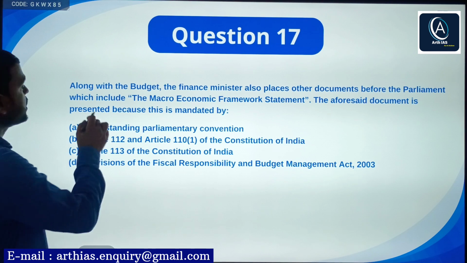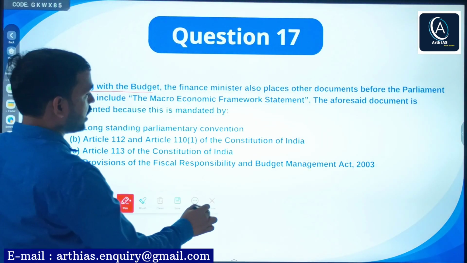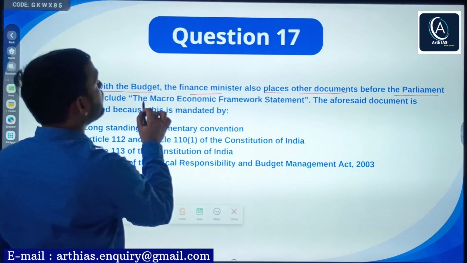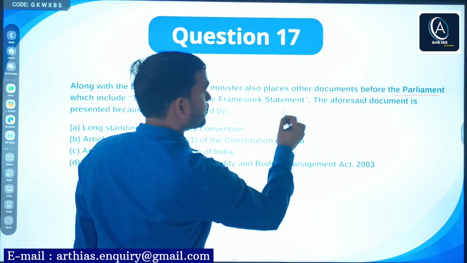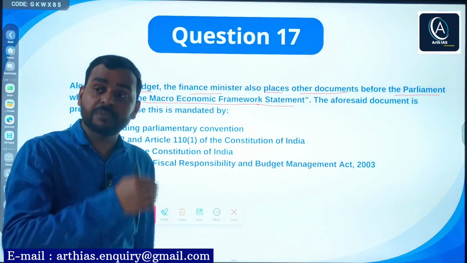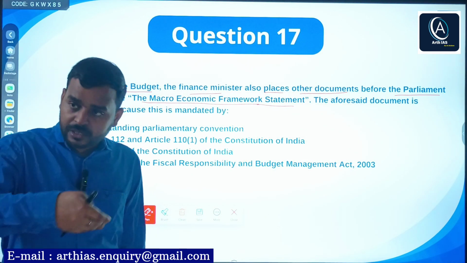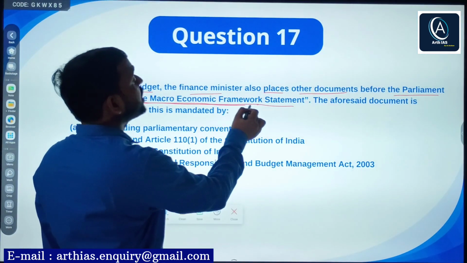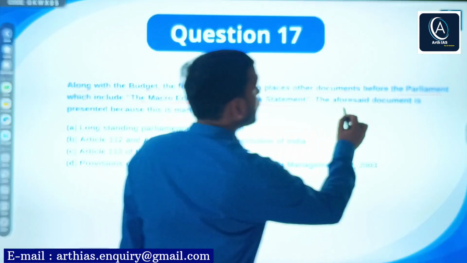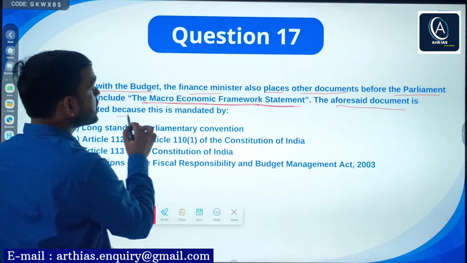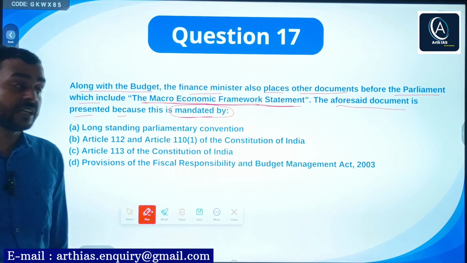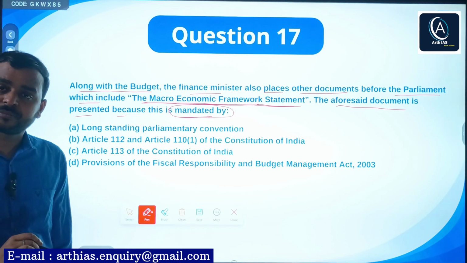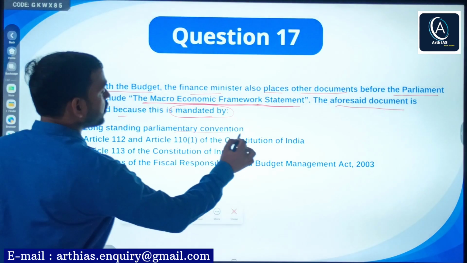Last question. It says, along with budget, the finance minister also places other documents before the Parliament, which includes the macroeconomic framework statement. You do know that along with budget, different types of other documents are also presented. Right, and one of them is what? Macroeconomic framework statement. The aforesaid document is presented because this is mandated by. Right. So, which of the following mandates to present this macroeconomic framework statement? Right. First, long-standing parliamentary convention. No.